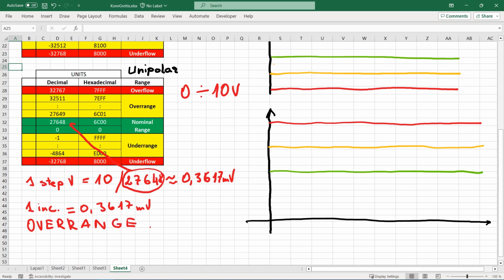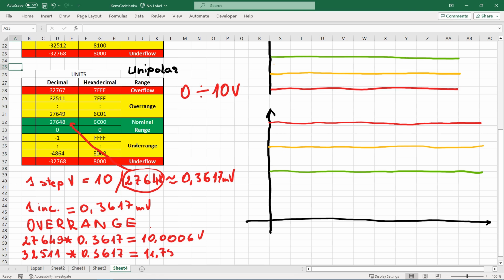The overrange starts at 27,649 multiplied by 0.3617 millivolts, equals to 10.0006 volts. And ends at 32,511 multiplied by 0.3617 millivolts, equals to 11.759 volts.